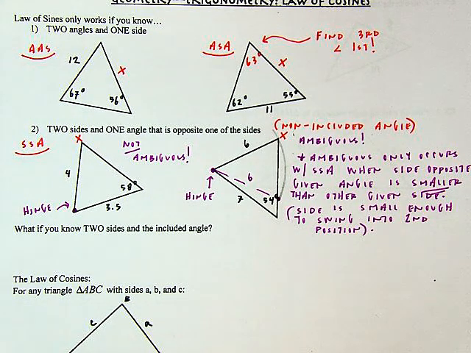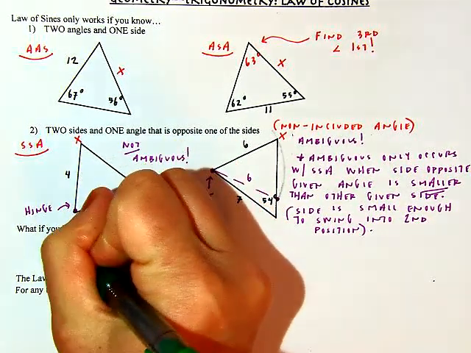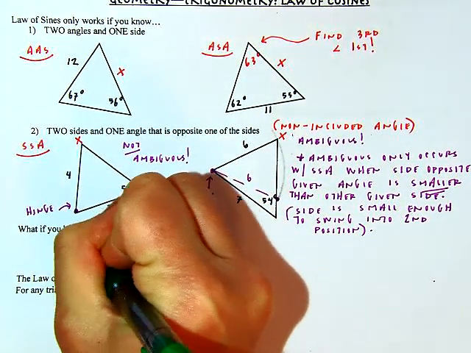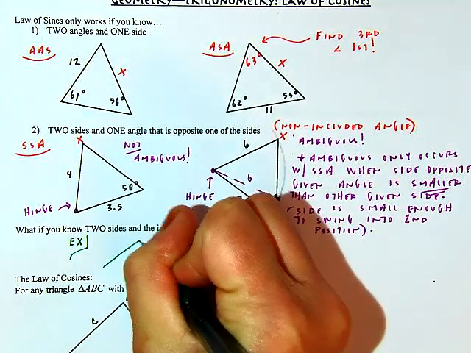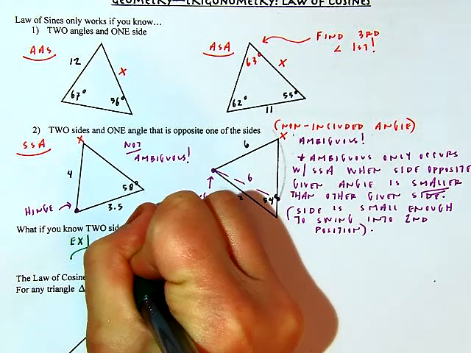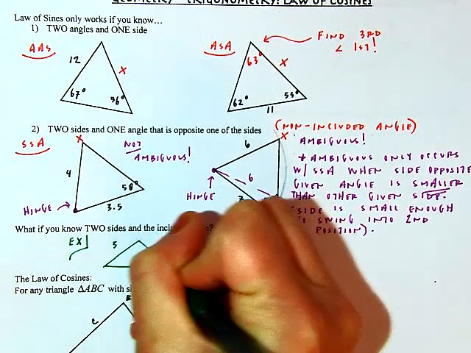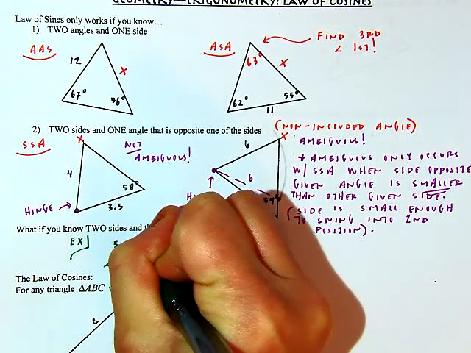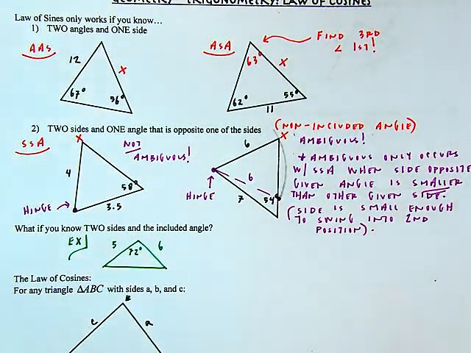All right, so next up, what would happen if you know two sides and the included angle? So let's make ourselves a picture. Let's say I draw a triangle like this. Let's say I tell you that this side is 5, and this is 6, and this is 72. So what happens here? Do we have an angle with a side opposite?